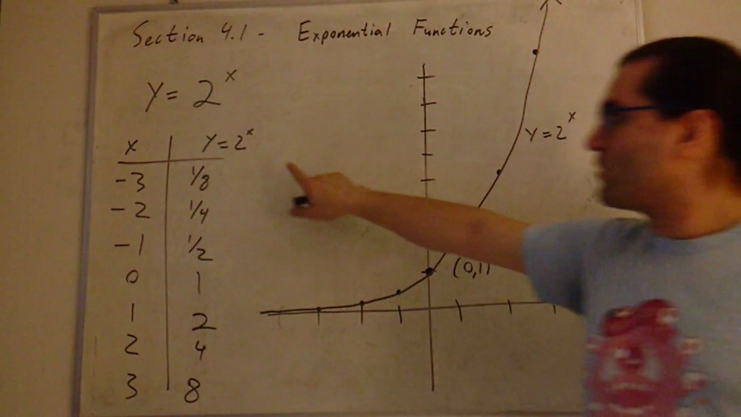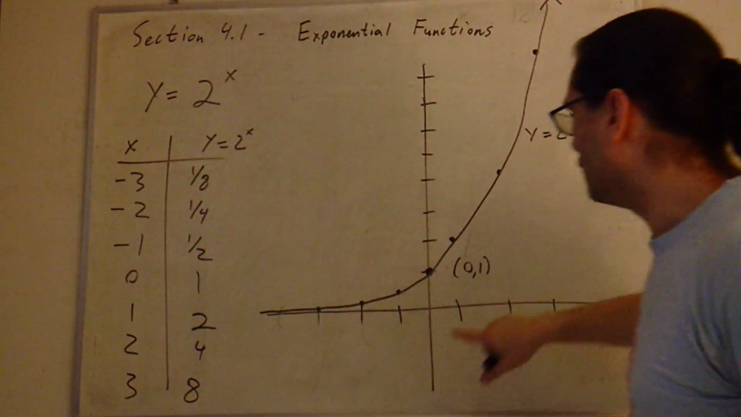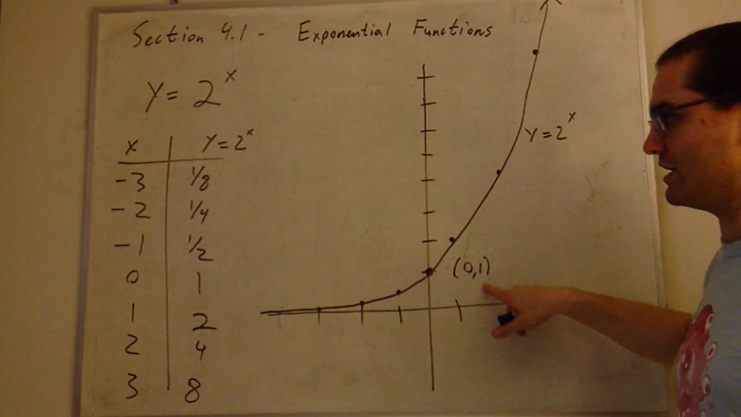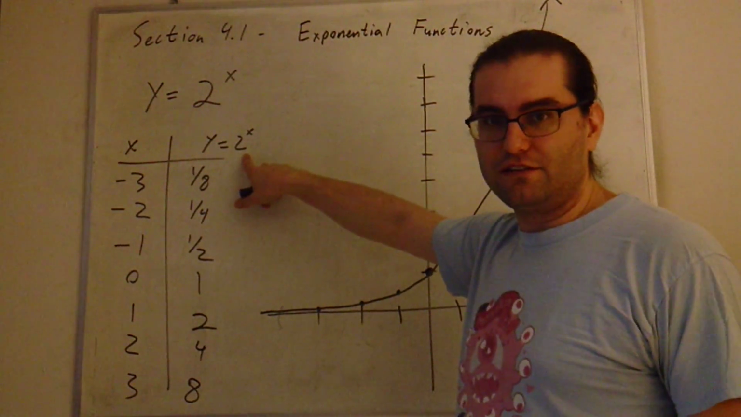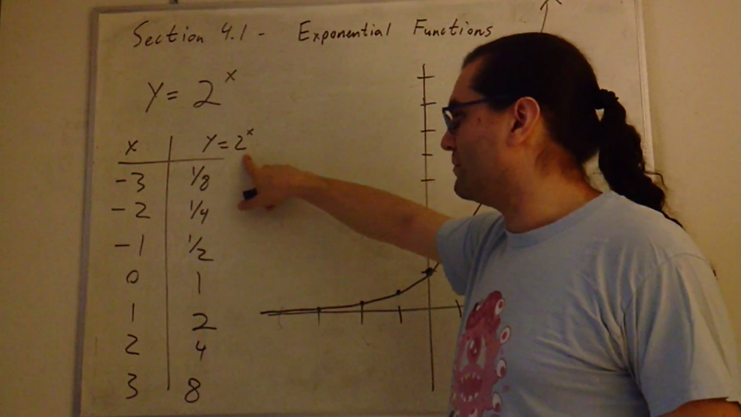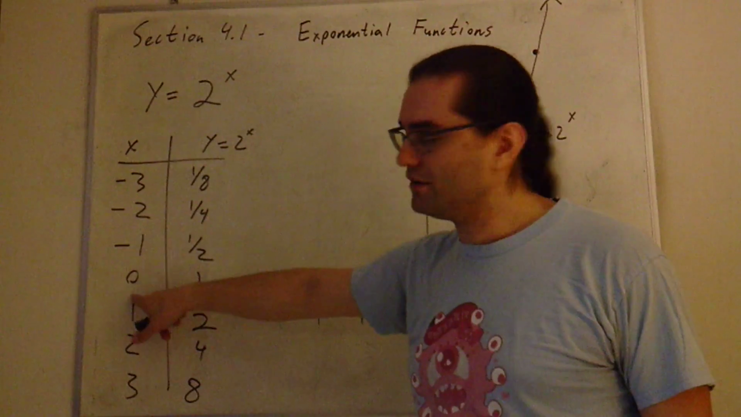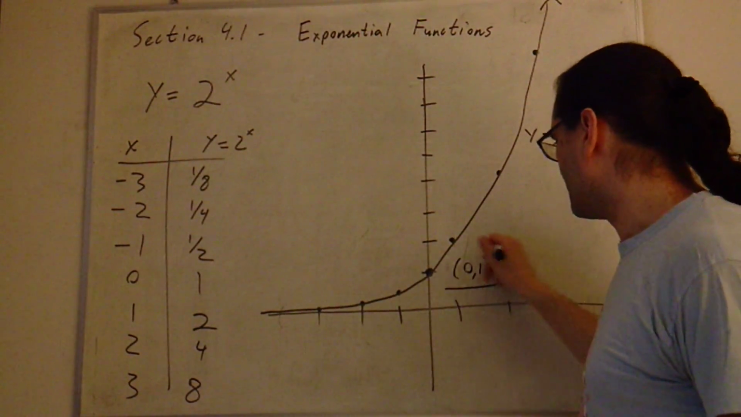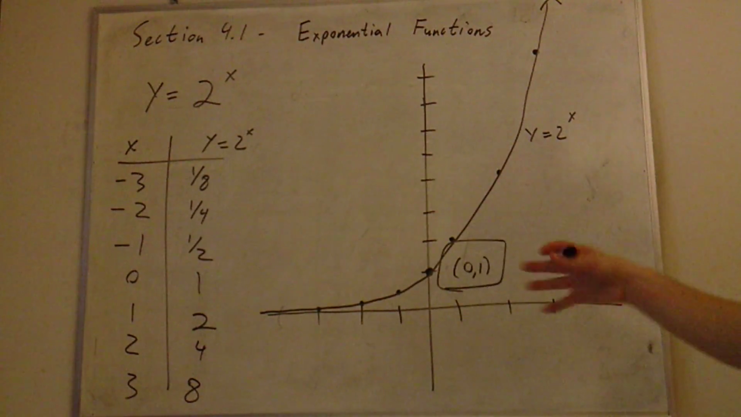It doesn't matter what you change this base to. You can change this base to anything you want. You'll always still have this as your standard issue intercept. Whatever the base is, 2, 5, 10, e, 20 million, doesn't matter. If you raise it to the 0 power, you're going to get 1. So this is sort of like your touchstone. This is always going to be a part of the basic version of any of these exponential graphs.